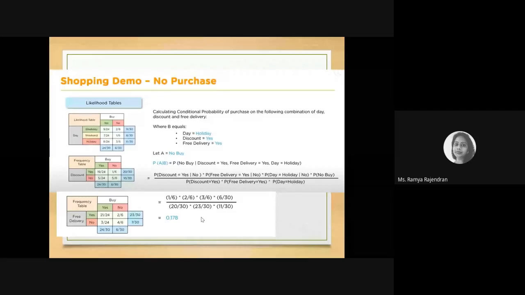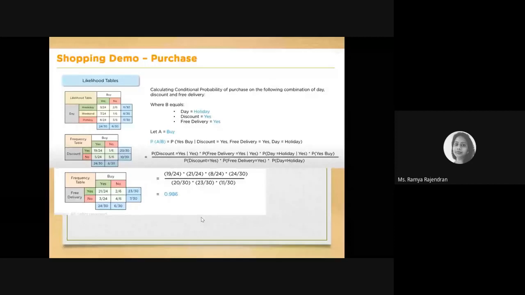Similarly, we can compute the conditional probability of purchase of a product when your conditional evidence is like: the day is a holiday, discount is yes, free delivery is yes. Similarly, we have expanded this formula and substituted these numbers from the likelihood tables, and got an answer of 0.986 for the conditional probability of the person buying a product when it is a holiday and the discount and free delivery are available from the store.